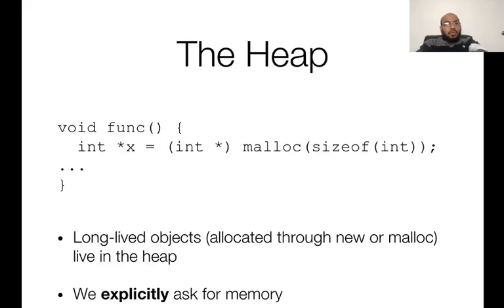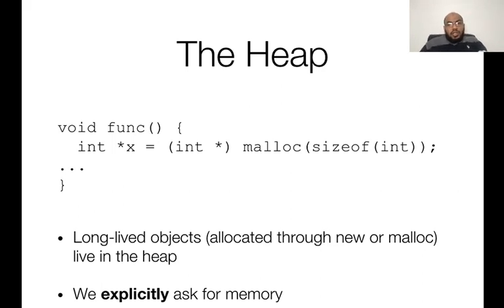On the other hand, when you ask explicitly for memory using malloc, you actually get it in the heap. Any calls that explicitly allocate memory in your program will get this memory allocation in the heap. So here you're defining a pointer x, and you're mallocing with the size of int.